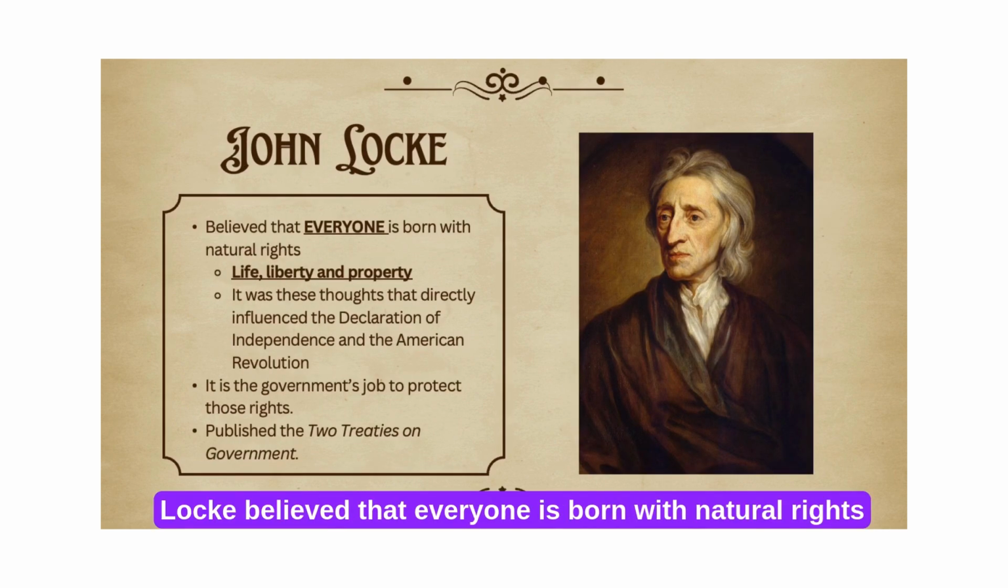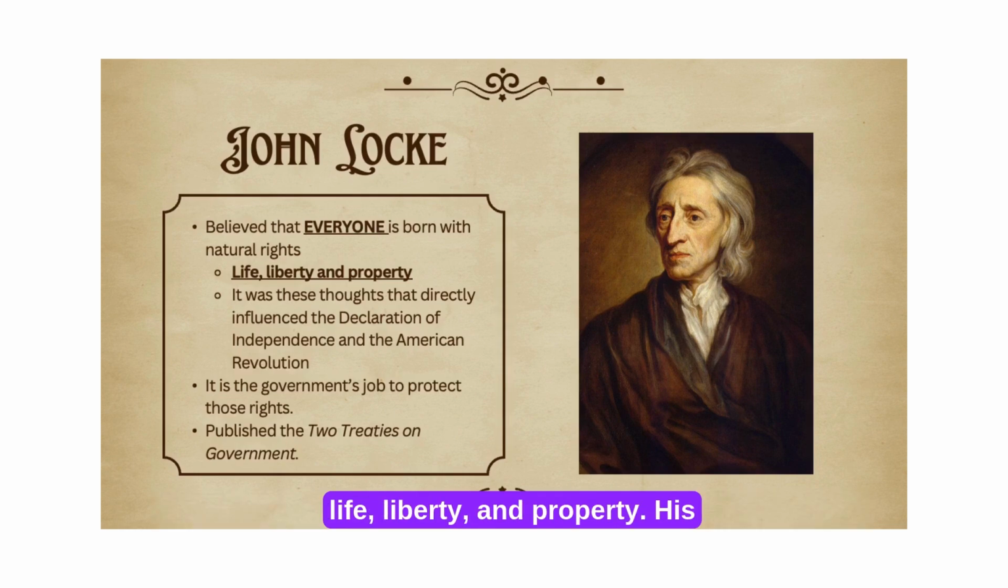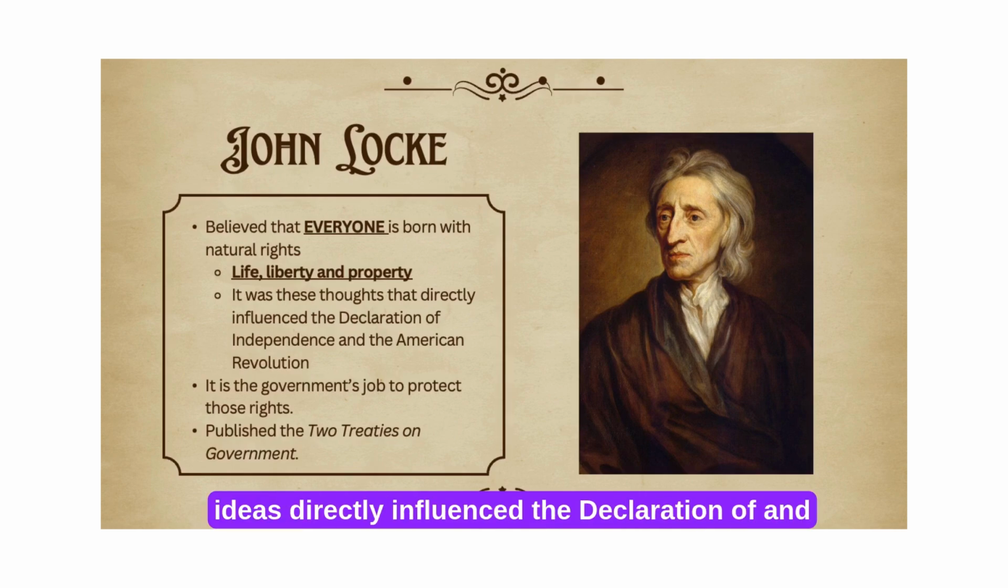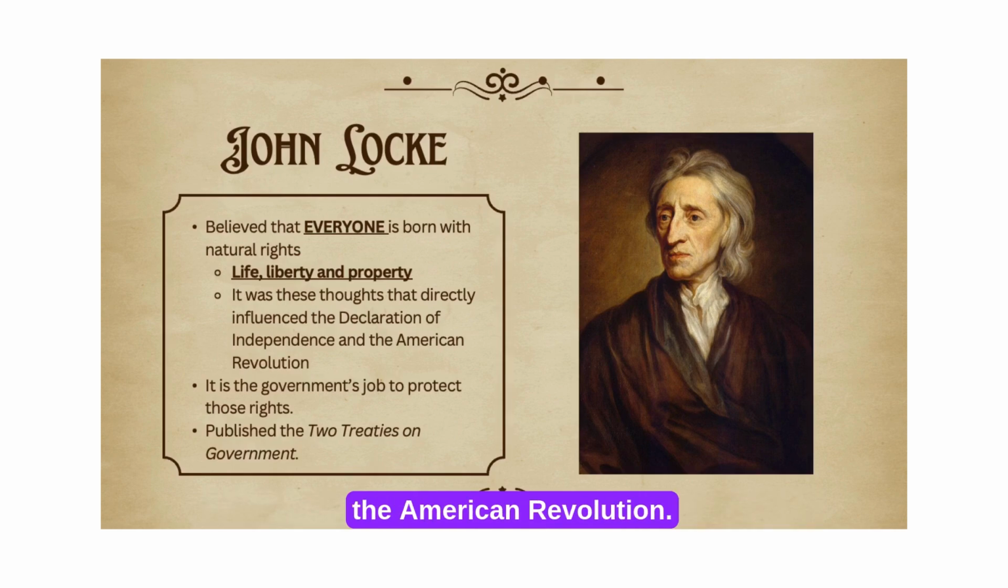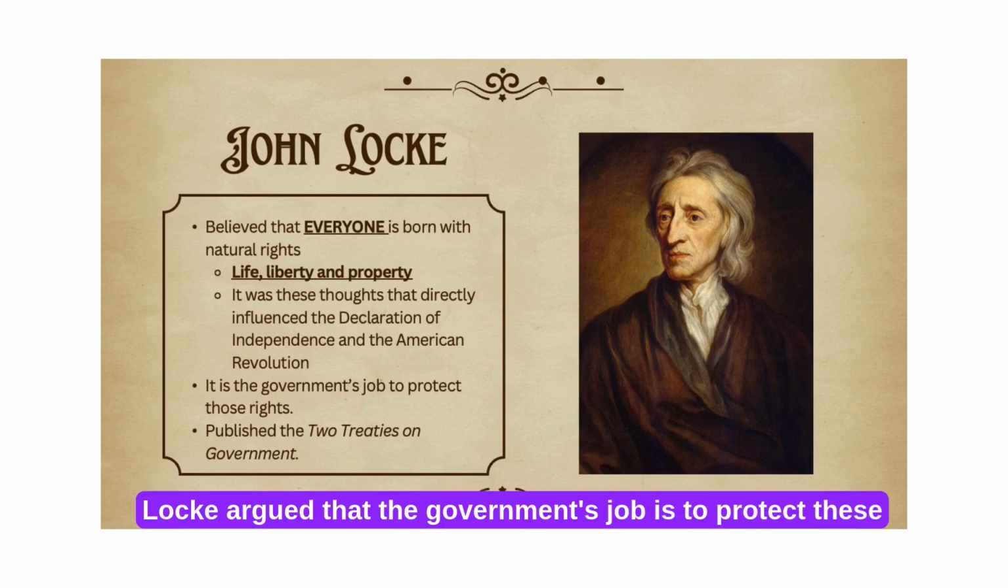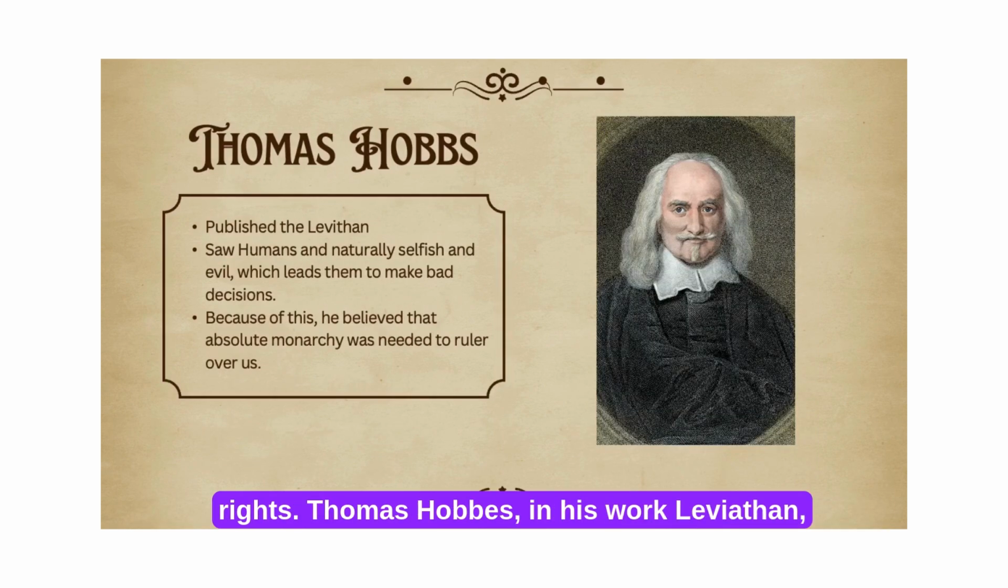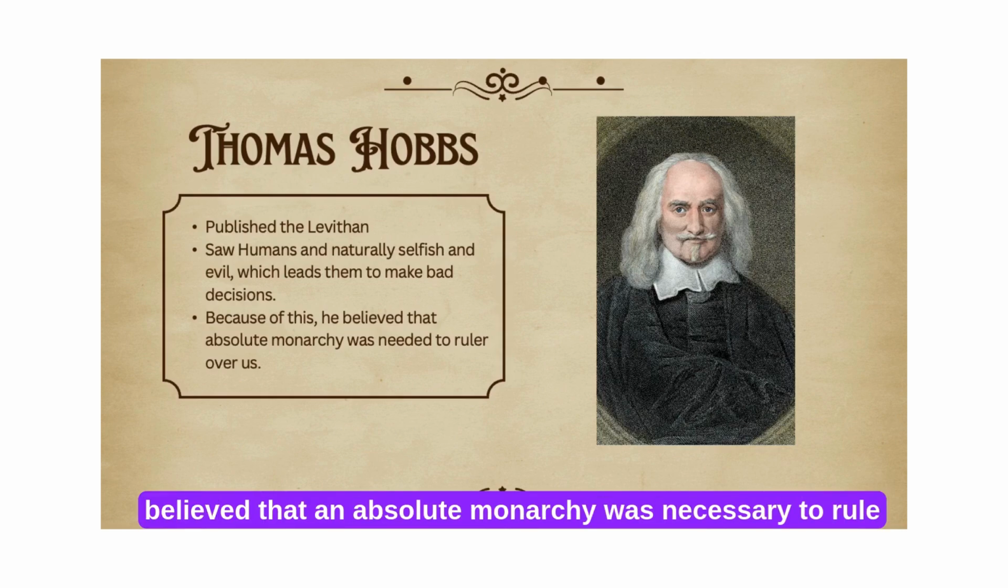John Locke believed that everyone is born with natural rights: life, liberty, and property. His ideas directly influenced the Declaration of Independence and the American Revolution. Locke argued that the government's job is to protect these rights. Thomas Hobbes, in his work Leviathan, viewed humans as naturally selfish and evil, leading them to make bad decisions. He believed that an absolute monarchy was necessary to rule over people.